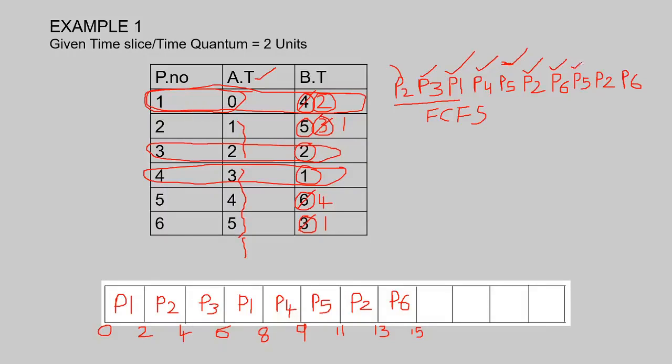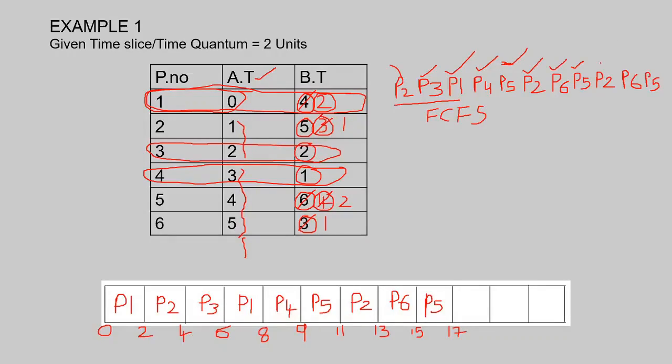Now select next process P5. P5 has 4 units remaining. Out of this 4 it is going to execute 2 units. After executing 2 units, again 2 units will be remaining here. So 15 plus 2 it is 17. As P5 has also not completed its execution, send P5 again to the queue. Still it has to complete its execution.